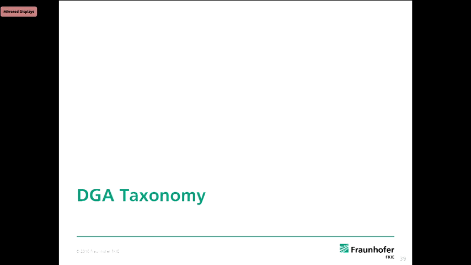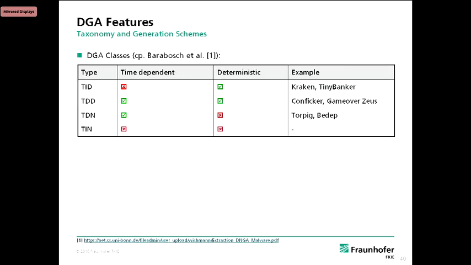Okay, so looking at the taxonomy, two main features when looking at DGAs are that they can be time dependent or not. Meaning, if not time dependent, when you run a malware sample, it will always generate the same domains, regardless of the time it is being executed, or it can be time dependent, meaning if you execute it today and tomorrow you will see a totally different set of domains. So this is basically time dependence. And the second feature is determinism, in the sense that it doesn't matter where or when the malware sample is executed, it will produce the same domains.